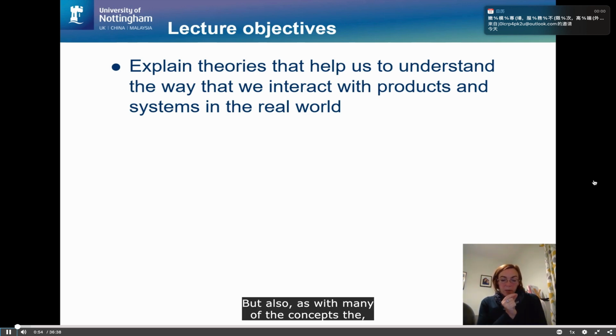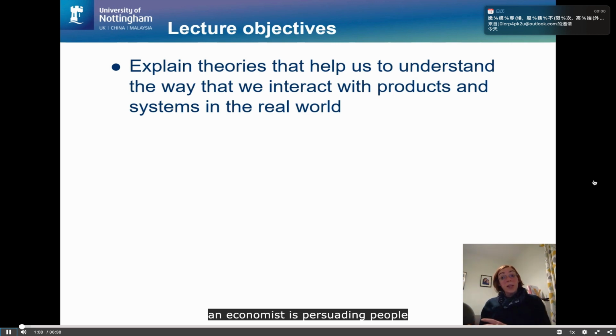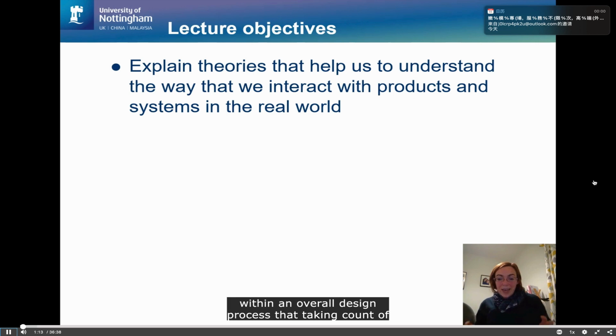But also, as with many of the concepts that I talk about in these lectures, they're quite resonant notions, quite memorable notions. And remember that I've said one of the points of being an ergonomist is persuading other people within an overall design process that taking account of people's capabilities and limitations is really important. So using these frameworks for explanation can be very helpful in terms of ensuring that we get human factors embedded and integrated in design.